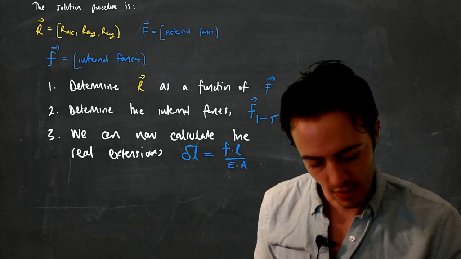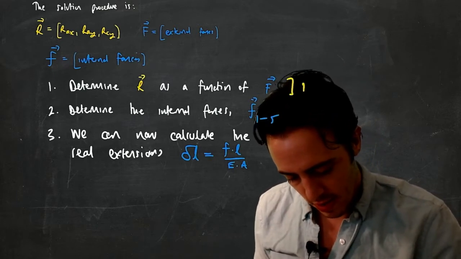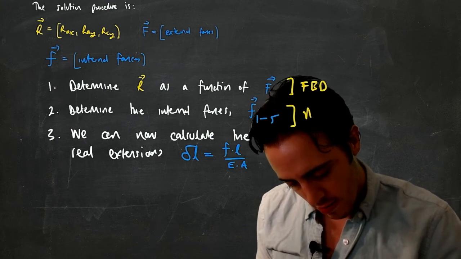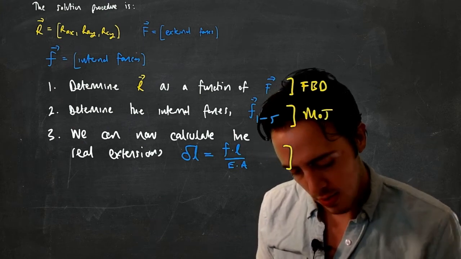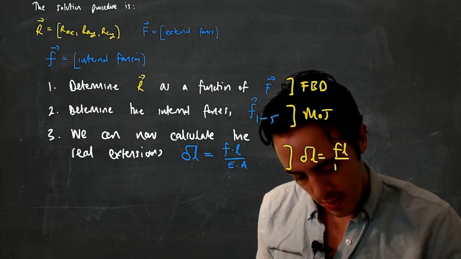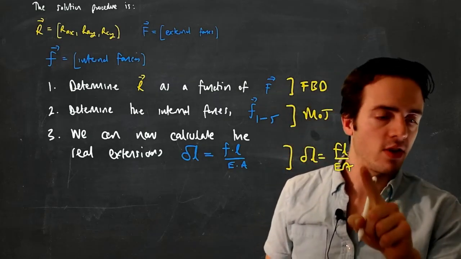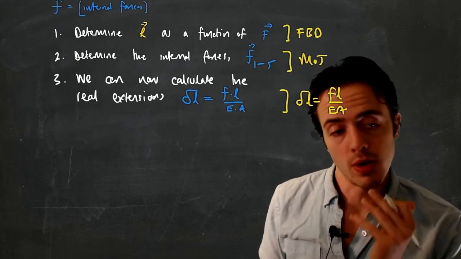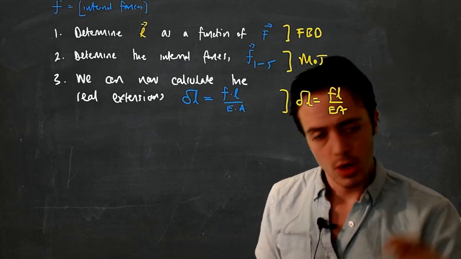affect the structure itself. So let's just remind ourselves of these steps. This one is just a free body diagram. This one is the method of joints. And this one is simply delta L is FL on EA. And this just comes from the definition of stress and the definition of strain, and then Hooke's law as well. Join those together and we get this one here. So we can do this so far.